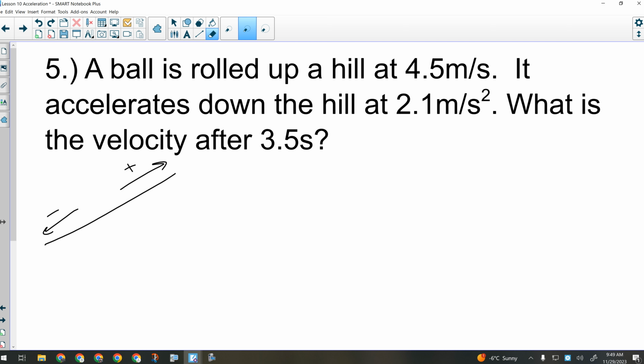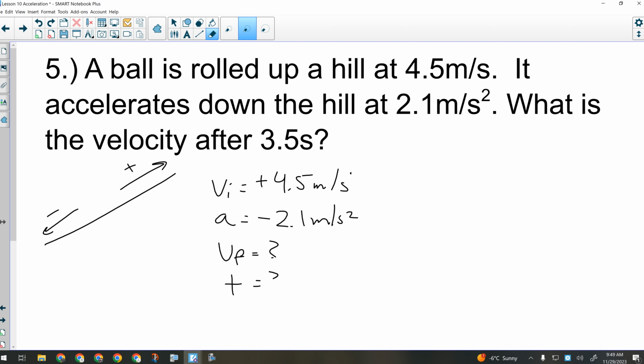So when I write down my givens, I am going to say VI is positive 4.5 meters per second. Okay? Acceleration is negative 2.1 meters per second squared because it was down the hill. Okay, what is the velocity? So looking for VF after 3.5 seconds. Okay, everybody with me so far? So the only real trick here is this, assigning positive and negative to up and down. All right, now I go back to what we've done on the other questions.